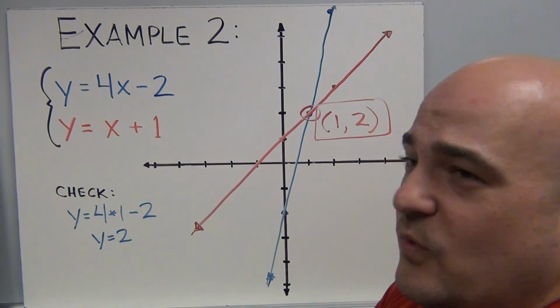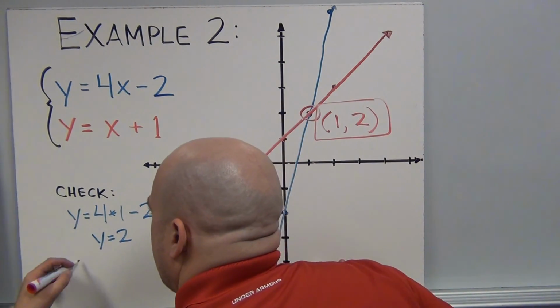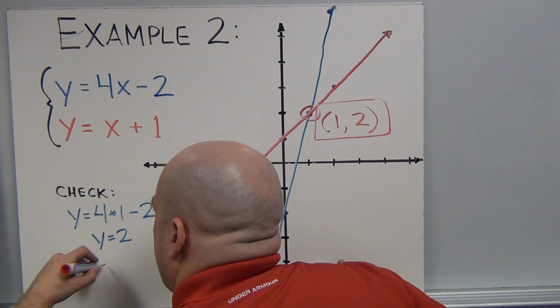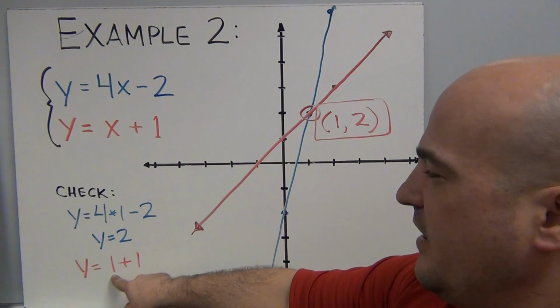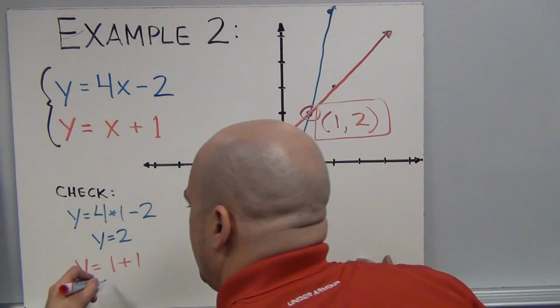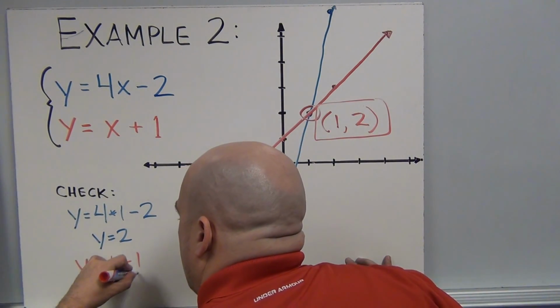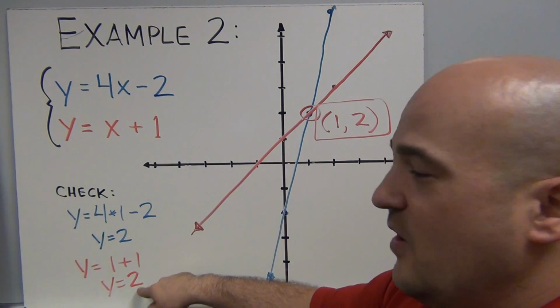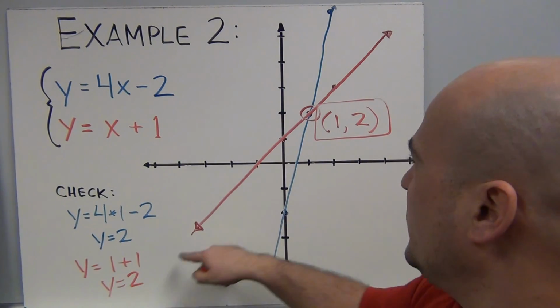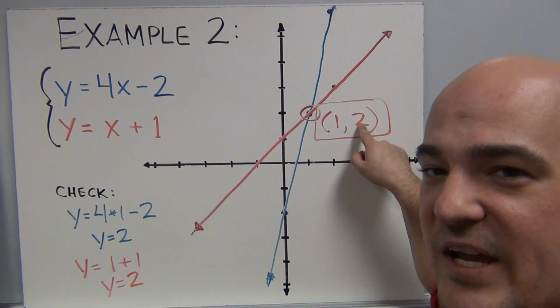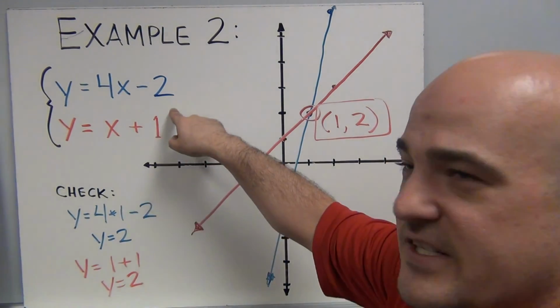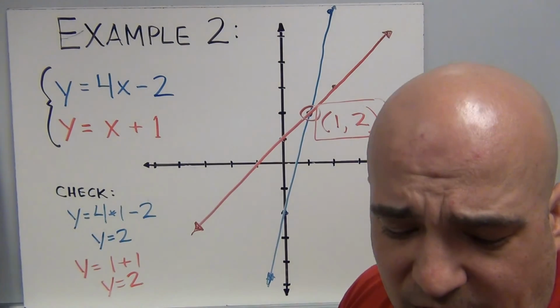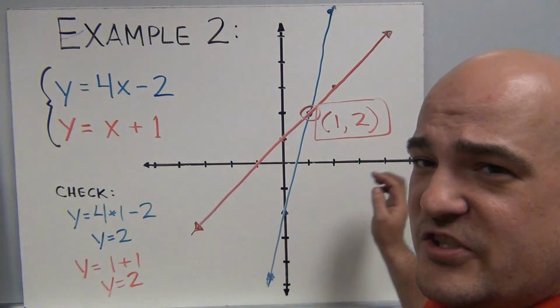On the other equation, y equals x plus 1. Well, instead of x, I'm going to plug in my 1. And 1 plus 1 is 2. So again, when x was 1, y equaled 2. So that just proves that this is the solution to this system of equations. I've got one more example for us to try. Let's do one more together.